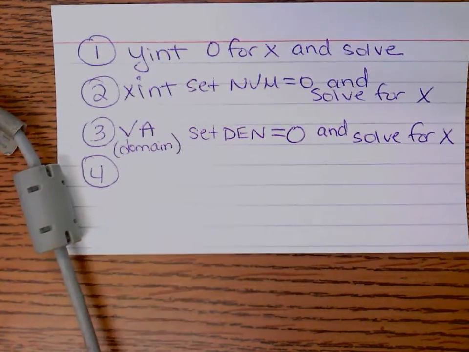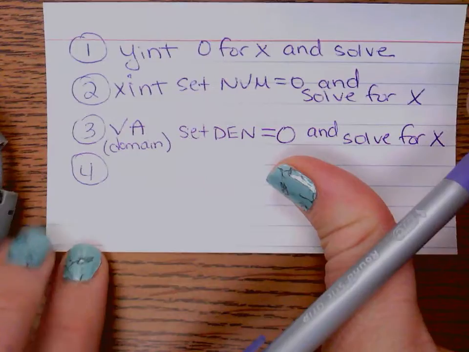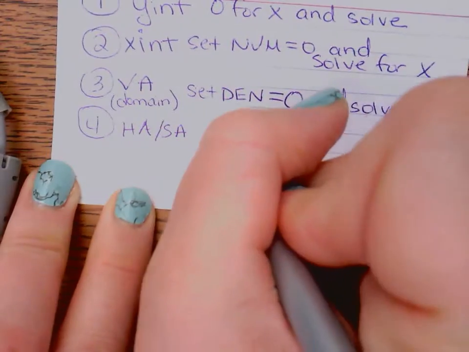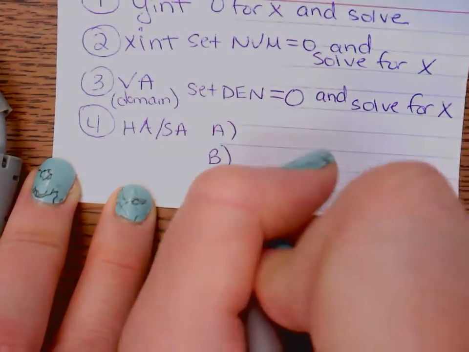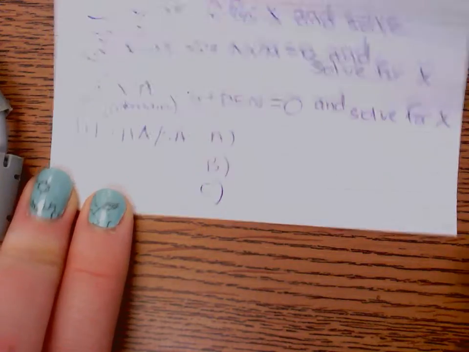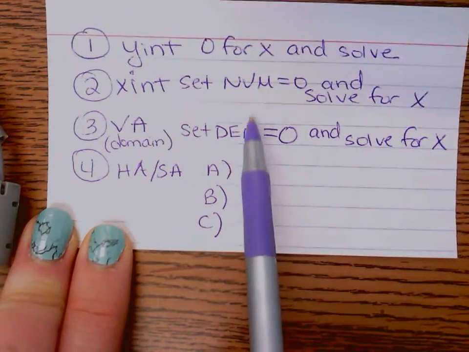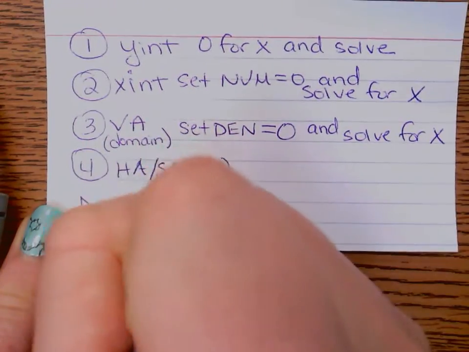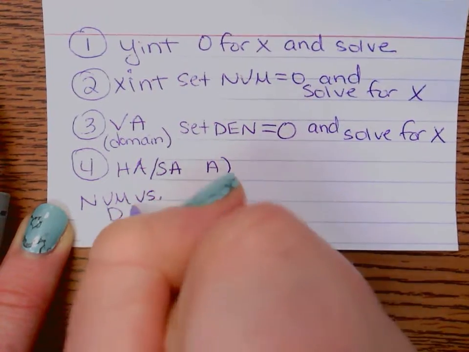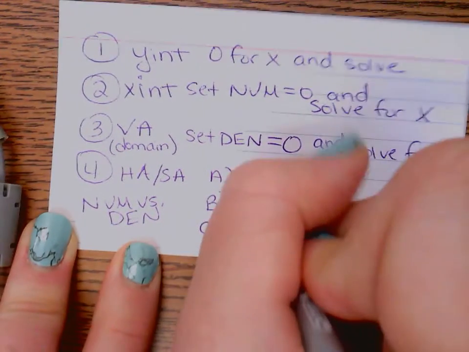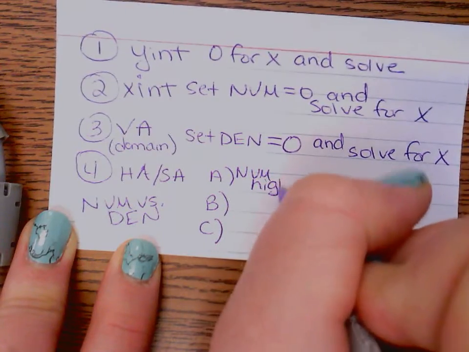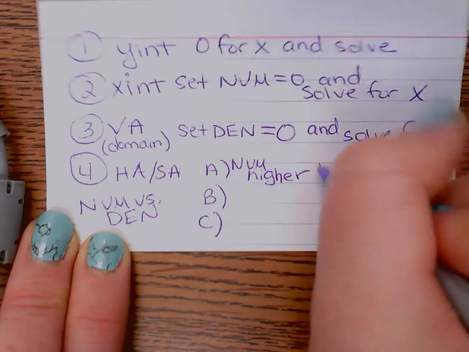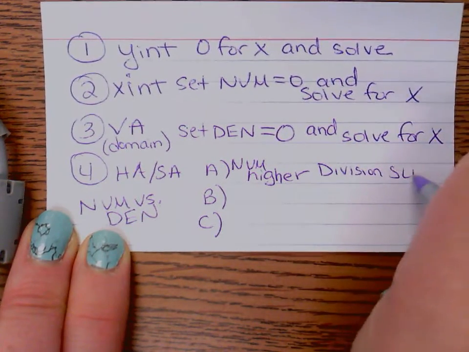All right, and then step 4 is your horizontal or your slant asymptote. So horizontal or slant is kind of that 3-step, A, B, or C. So you compare your numerator. Once you set your numerator by itself equal to 0 and your denominator by itself equal to 0, you're going to compare the numerator versus denominator, right? Numerator versus the denominator. So what happens if the numerator is higher? What do you need to do if the numerator comes out higher? You do division to find your slant asymptote.